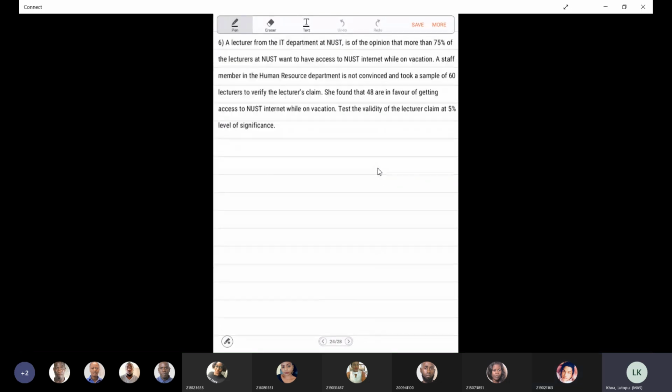Okay. Then let's do number 6. We are told that a lecturer from the IT department at NUST is of the opinion that more than, so you can see here more words like this tell me that I'm going to be doing a one-tailed test, and it's the upper, most probably. The lecturer is of the opinion that more than 75% of the lecturers at NUST want to have access to NUST internet while on vacation. A staff member in the Human Resource Department is not convinced and took a sample of 60 lecturers to verify the lecturer's claim. She found that 48 are in favor of getting access to NUST internet while on vacation.